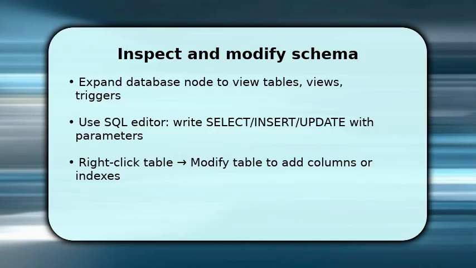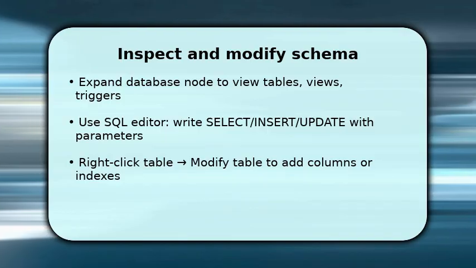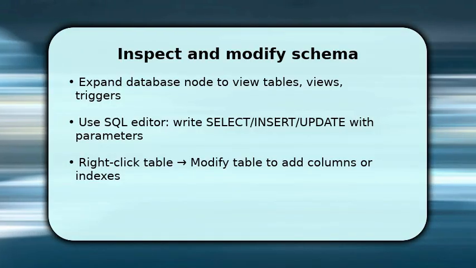When you need schema changes, right-click a table and choose Modify Table. Add columns or indexes and apply migrations safely. Make sure to use transactions for multi-step edits so you can roll back if something goes wrong. This keeps data intact while you adjust.